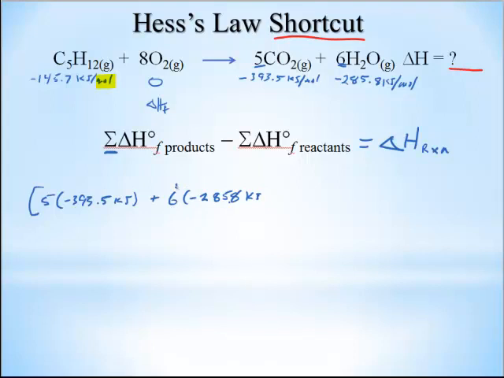Isn't this just 6 moles? And if this is kilojoules per mole, they cancel out, right? So that's why we're going to just get some kilojoules when we're done there. Okay, so I've got that. So that is the sum of the heat of formation of the products.